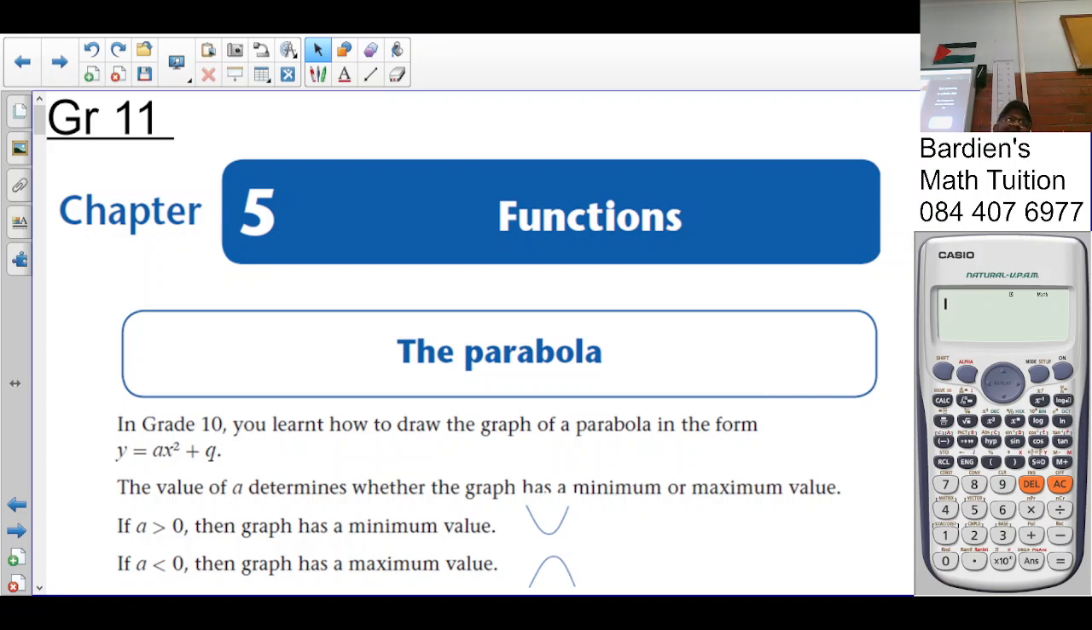Good morning, class. So today we're looking at functions. We're wrapping up the topic on functions.